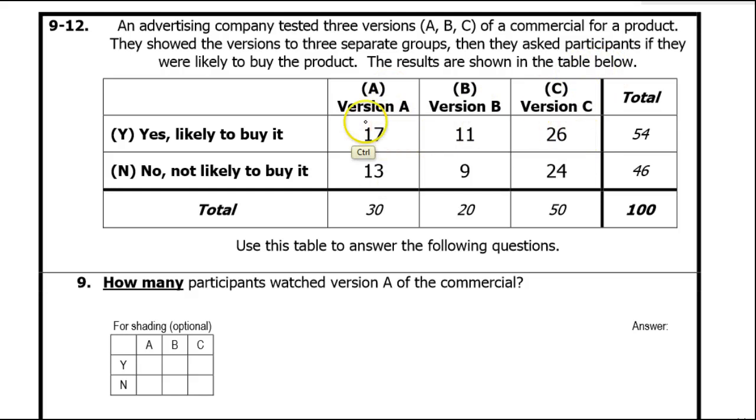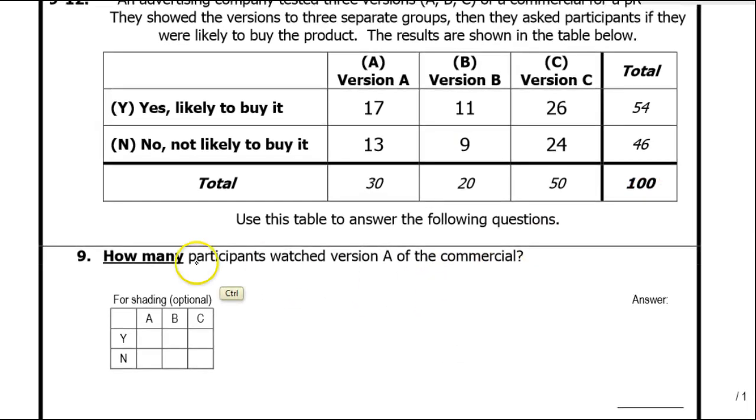The results are shown below. Okay, so we had 3 different commercials shown to 3 different groups. Some said yes, they were likely to buy it. Some said no. Apparently, a total of 100 people were questioned. So, how many participants watched version A of the commercial? Well, that's this 30 right here. All right, 30 participants watched version A of the commercial.